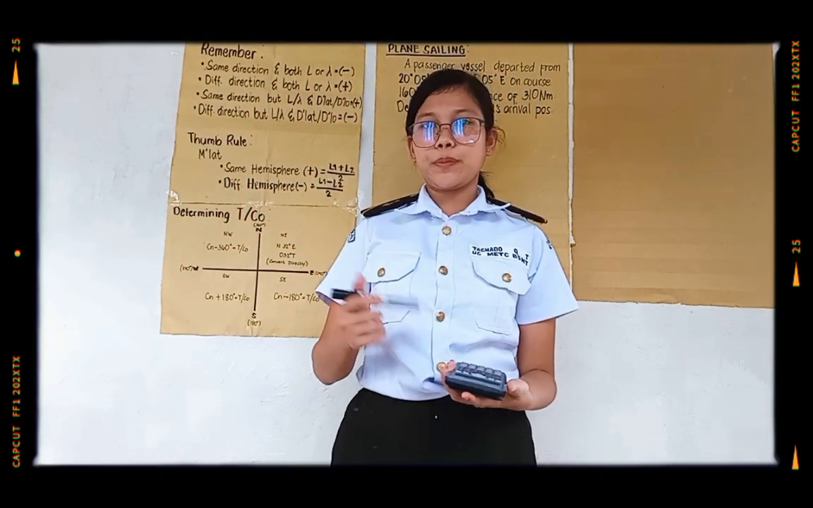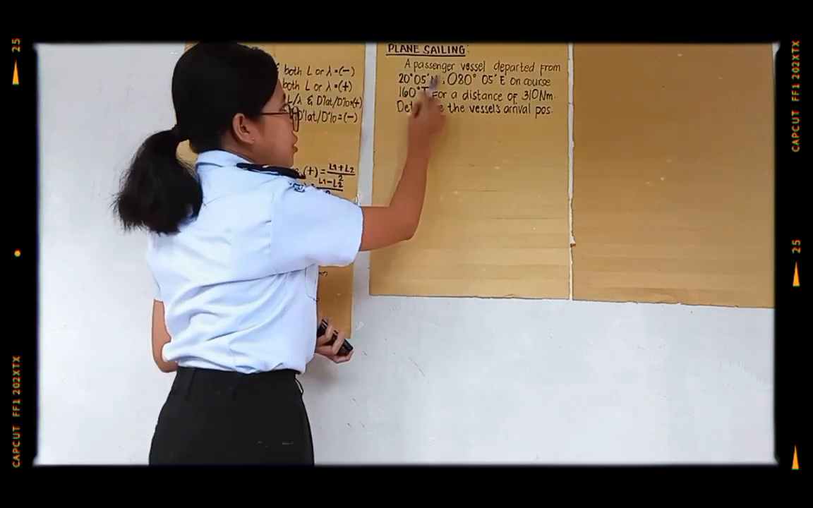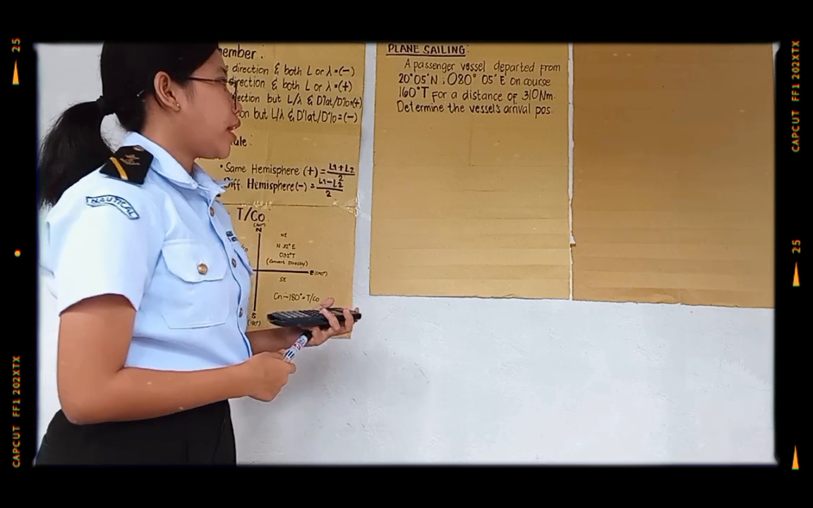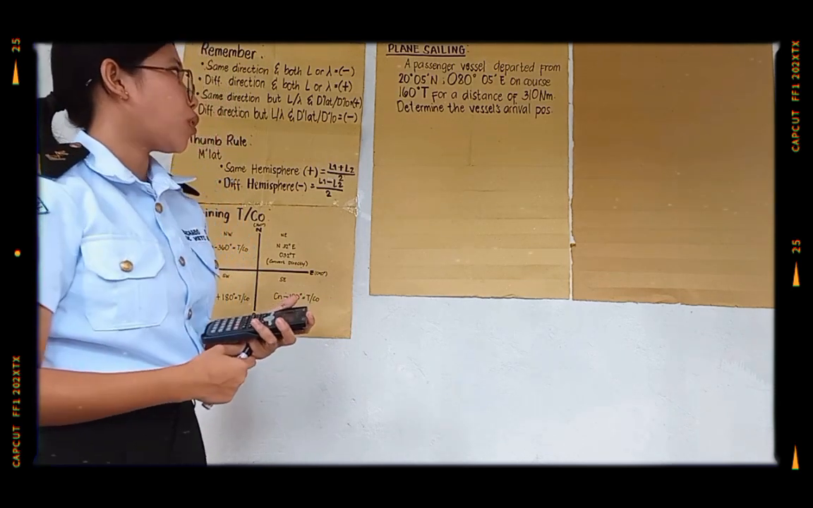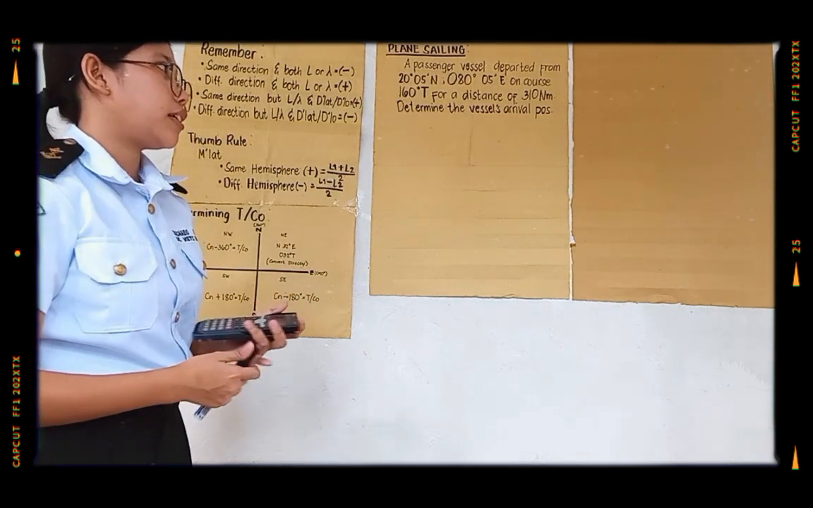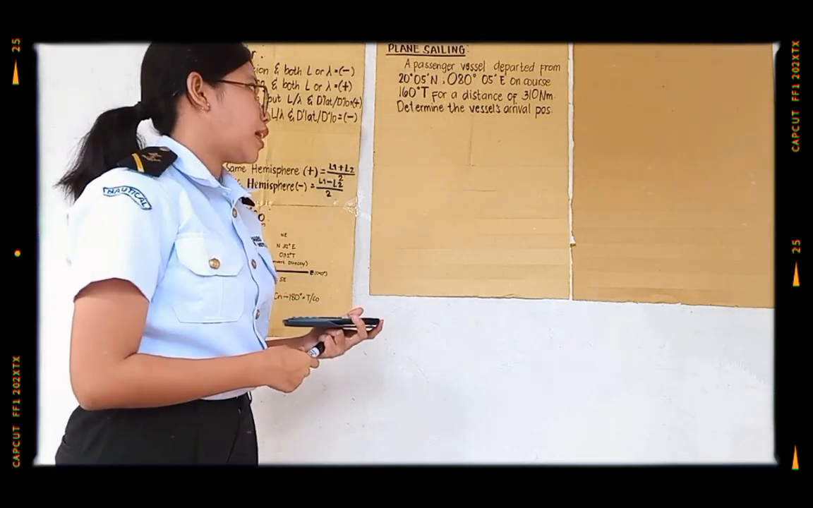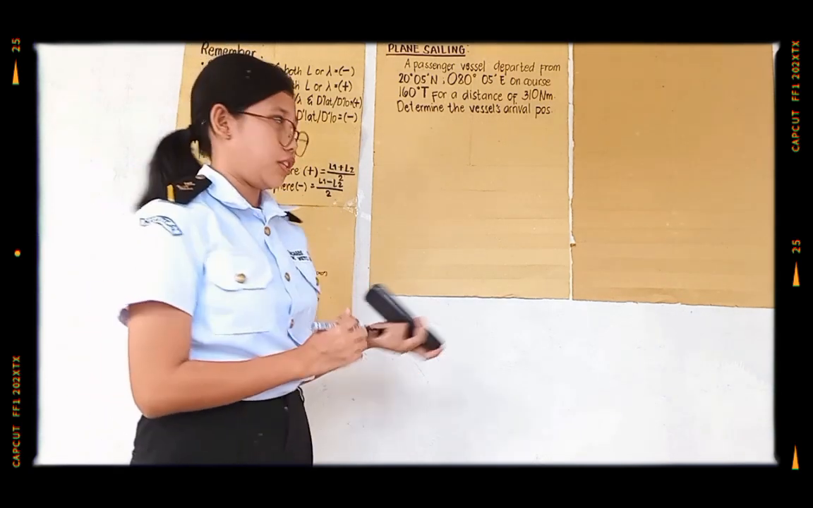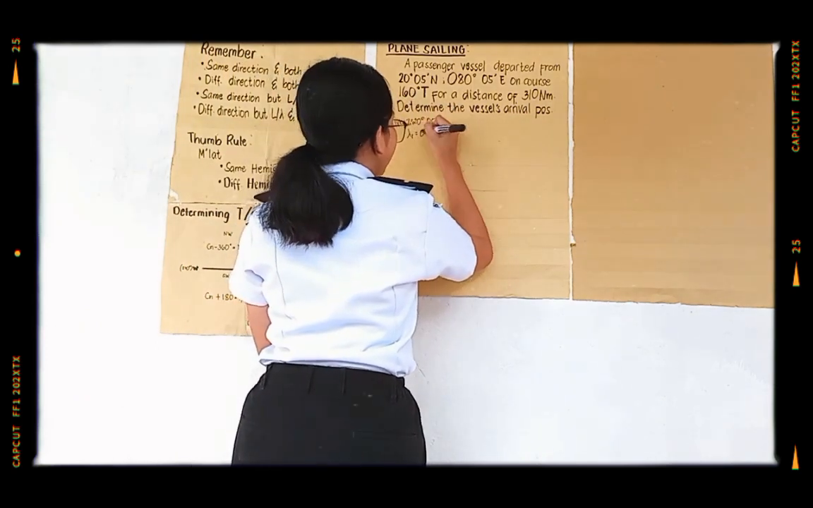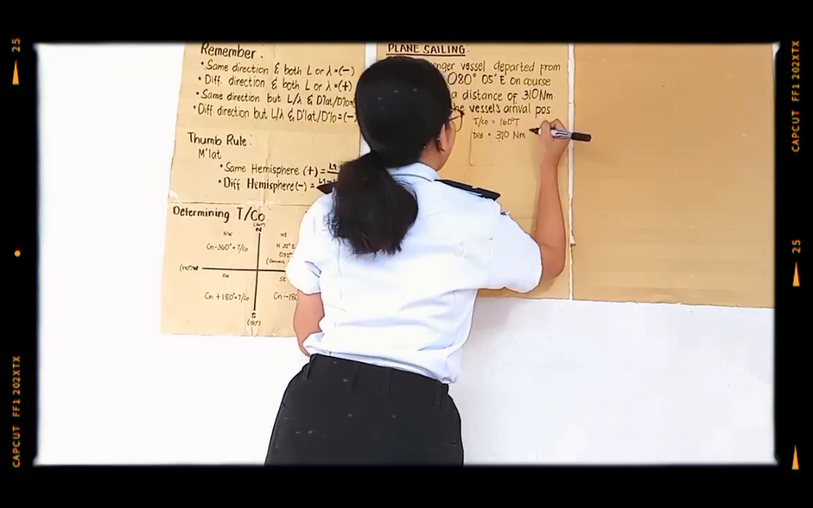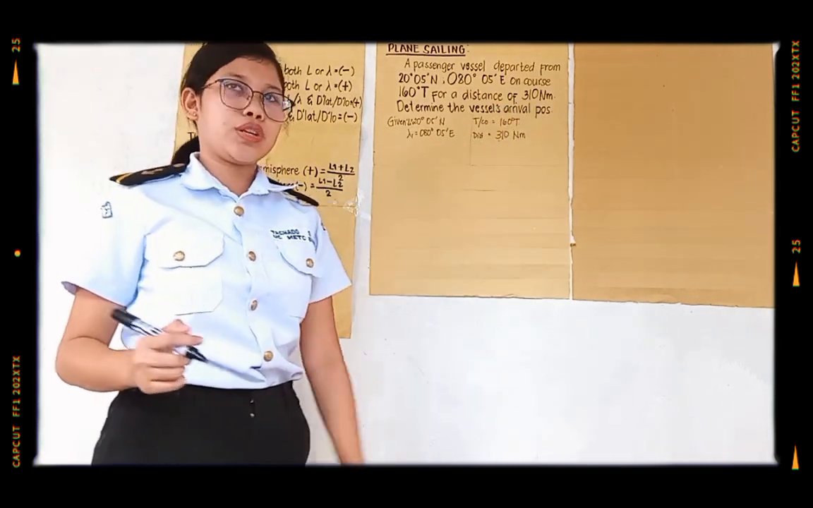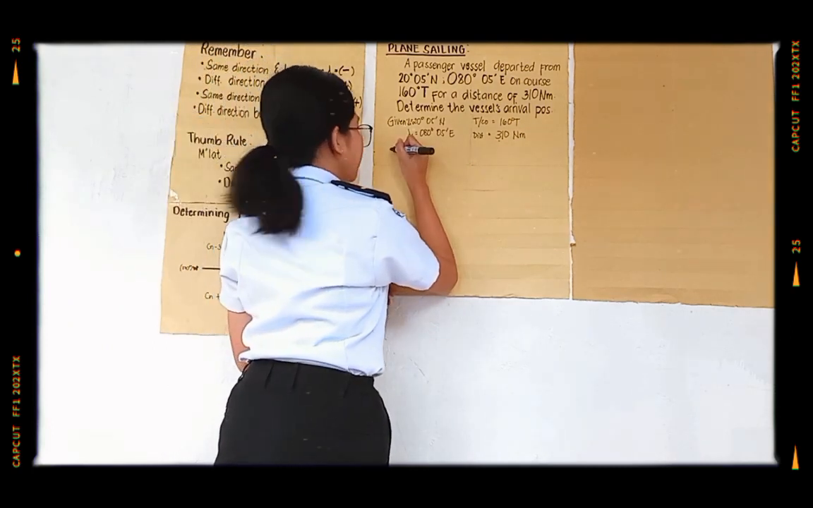Now let's solve for the plain sailing. A passenger vessel departed from 20 degrees 5 minutes north, 80 degrees 5 minutes east, on a true course of 160 degrees for a distance of 310 nautical miles. So let's now determine the vessel's arrival position. Given, so the vessel's arrival position is what we're going to find. Solutions.